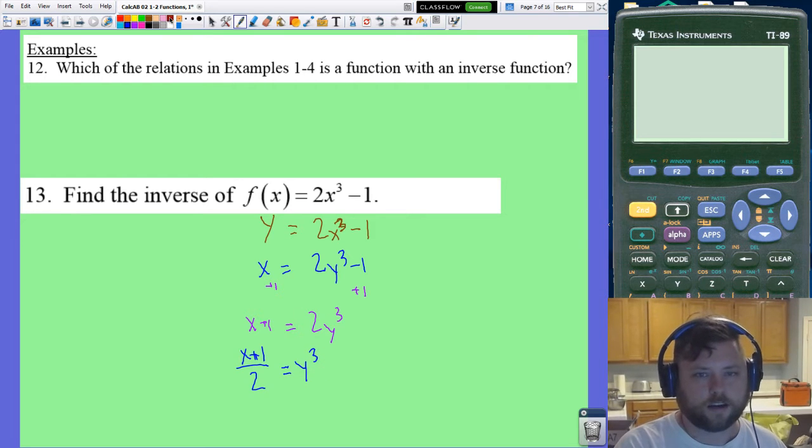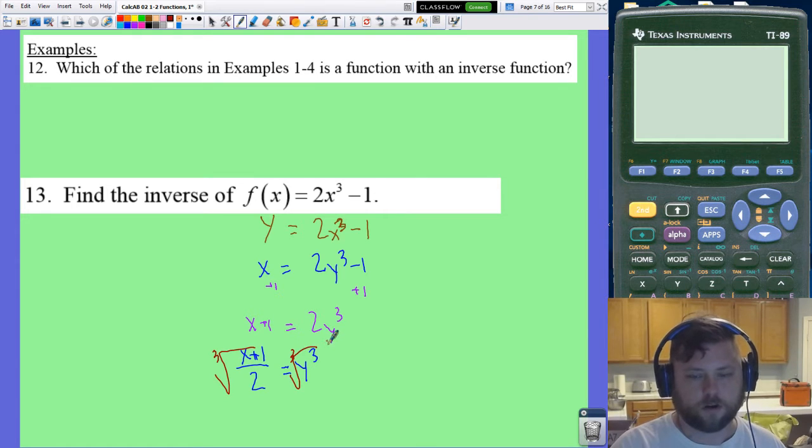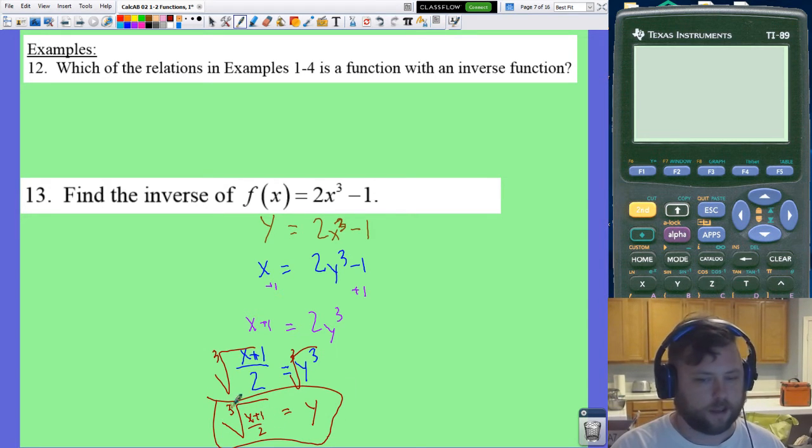And then you're going to actually cube root both sides. So cube root both sides. When you cube root a cube, that just becomes y. And then it's just the cube root of (x plus 1) over 2. And you can leave it like that. Don't try to change it. And we could use function notation. Inverse function of x equals the cube root of (x plus 1) over 2.